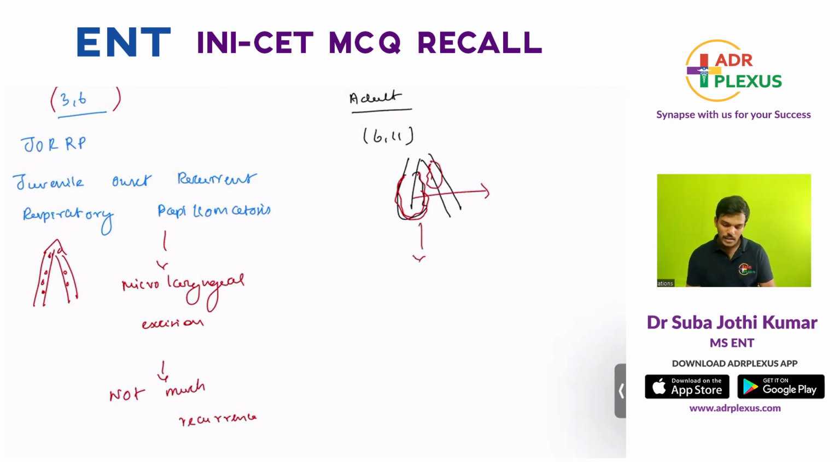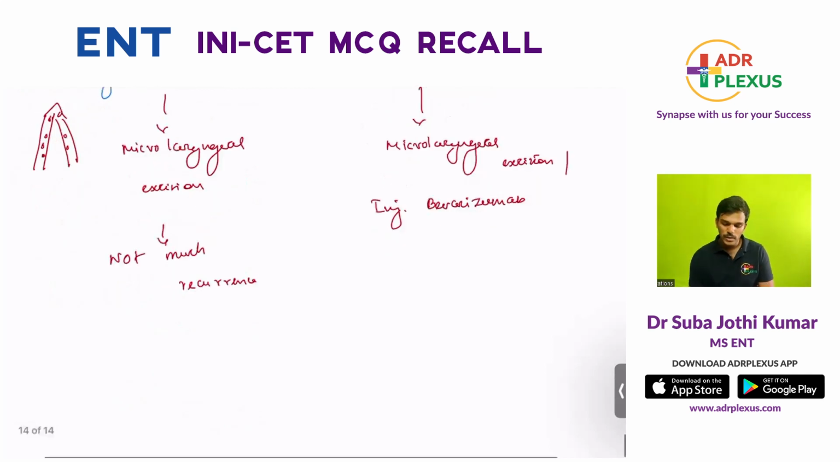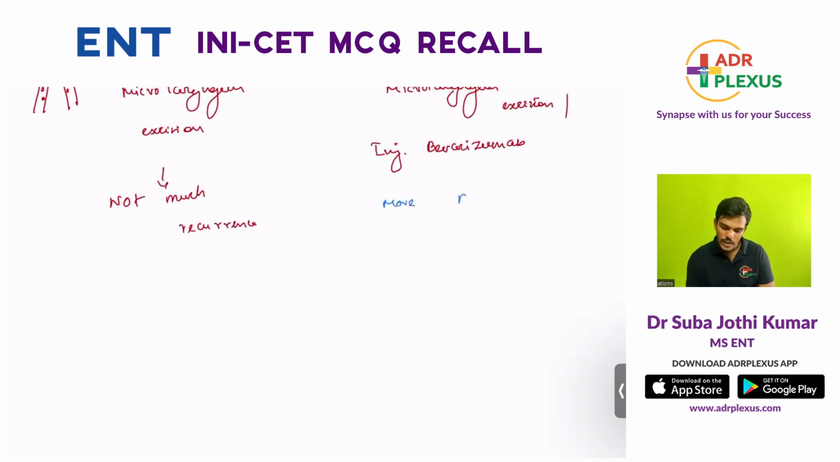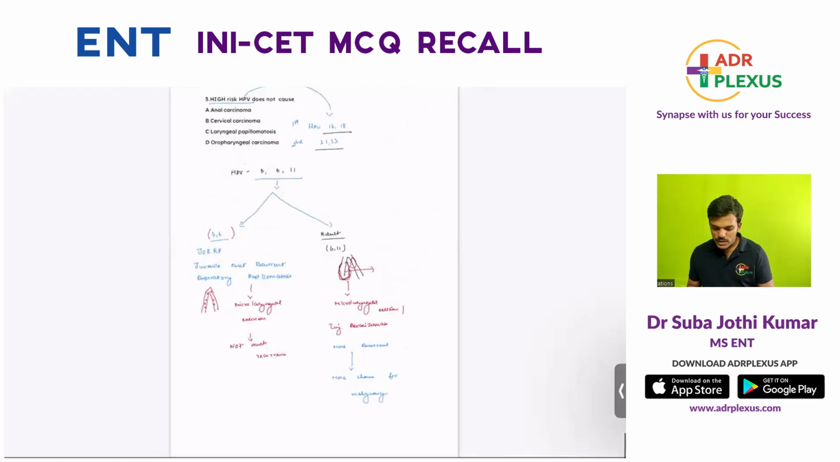What is the treatment for this? Again, it is microlaryngeal excision. In some cases, we can also give injection bevacizumab that will reduce the recurrence. So it has more recurrence. So every time you remove this tumor, it will keep on coming again, and it has more chance for turning into malignant. More chance for malignancy. So this is quite a tricky question.